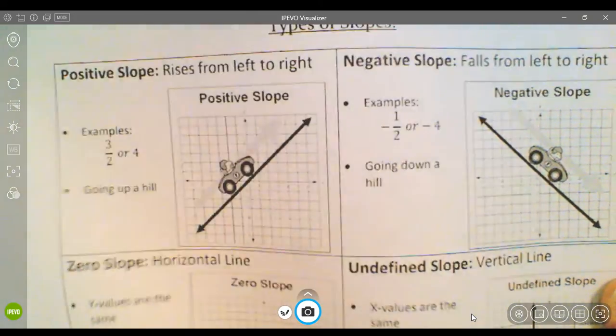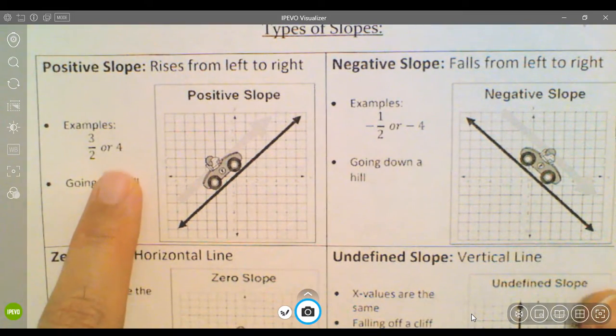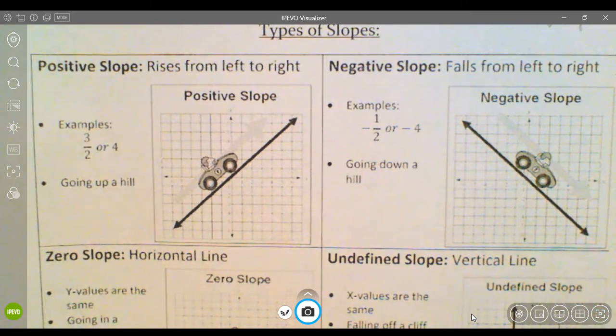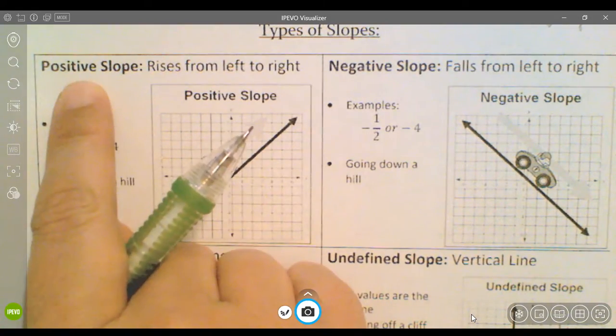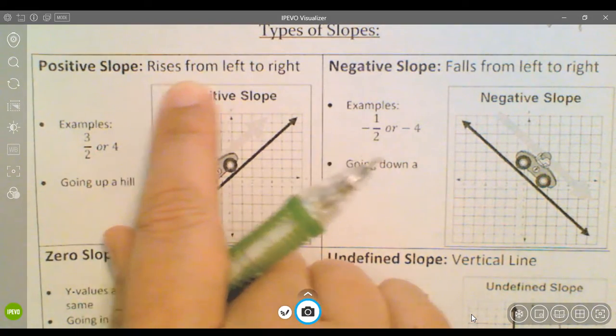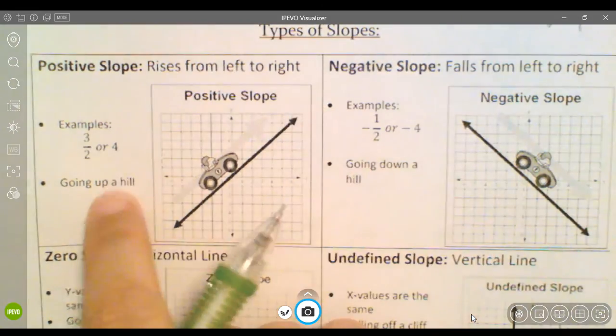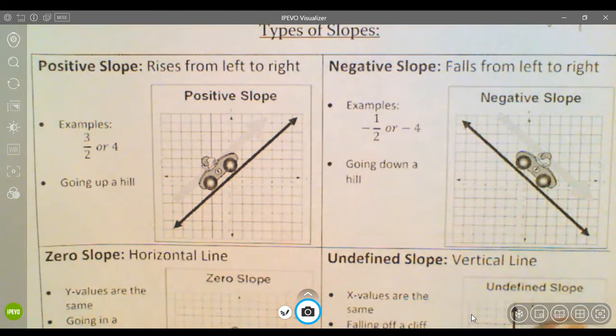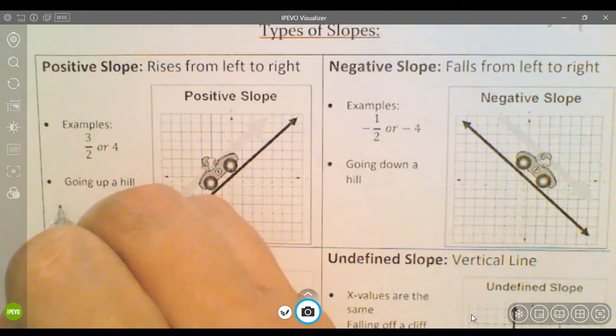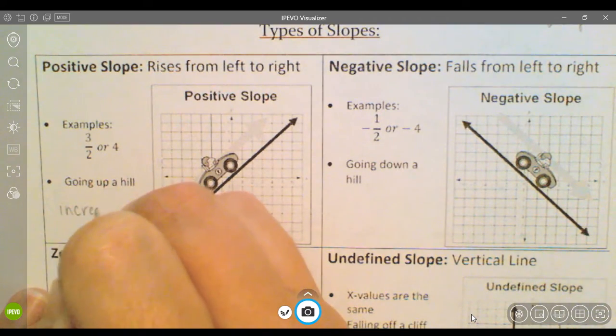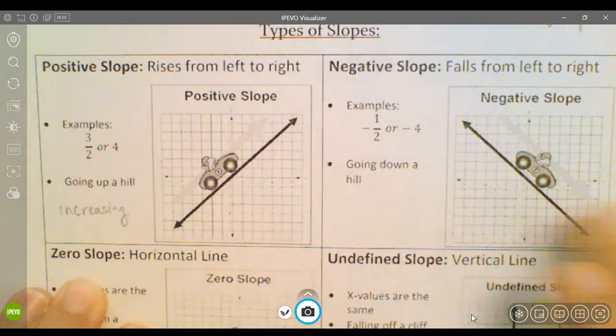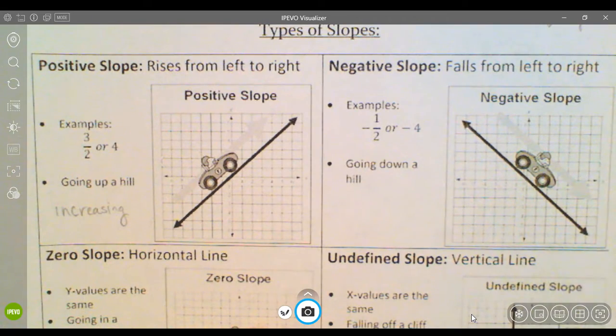So for example, 3/2 or 4, those are a positive slope. Think about what happens from the left to the right. Whenever we have a positive slope, our line rises from left to right. It goes uphill, okay? We also say that that is increasing. You earn $10 an hour. You save $50 a month. Things like that. A negative slope falls from the left to the right.